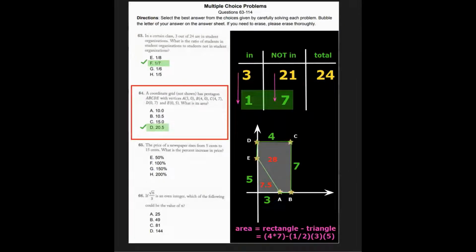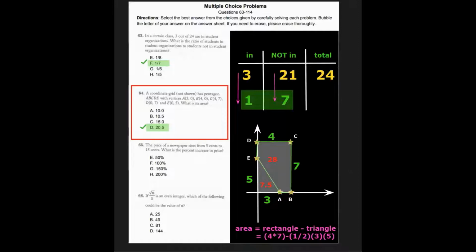Question 64. A coordinate plane is shown with pentagon ABCDE with vertices A (3, 0), B (4, 0), C (4, 7), D (0, 7), and E (0, 5). What is its area? Well, what we can do here is sketch in quadrant 1 a rectangle from the origin out to point C, with a base of 4 units and a height of 7, since C is (4, 7). The pentagon ABCDE is not the full rectangle, so we have to subtract the triangle down below.